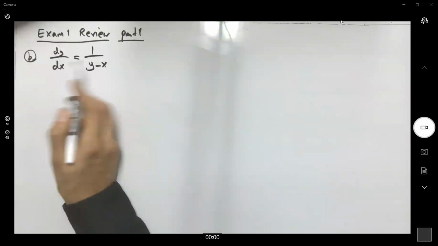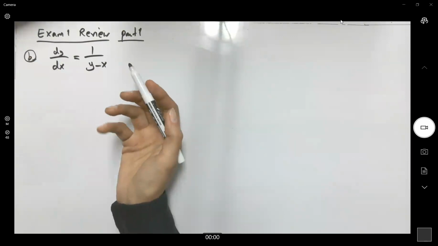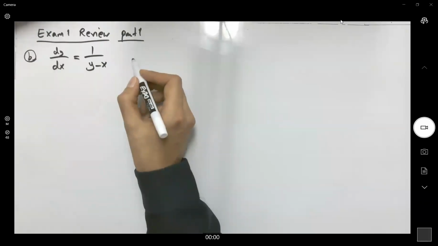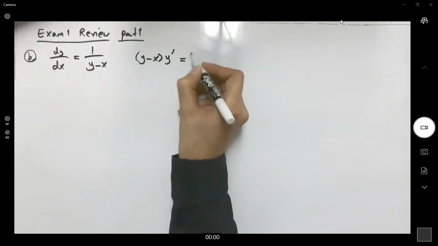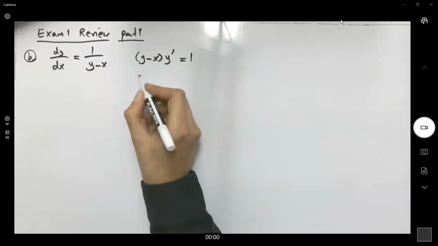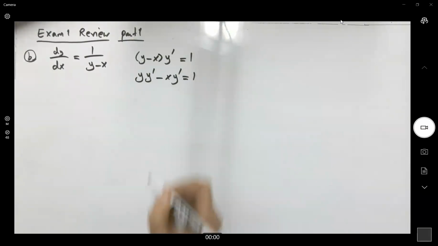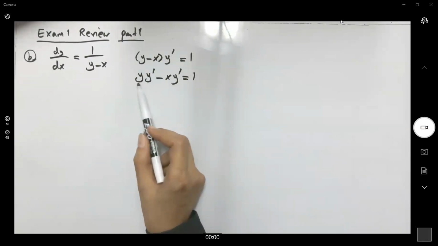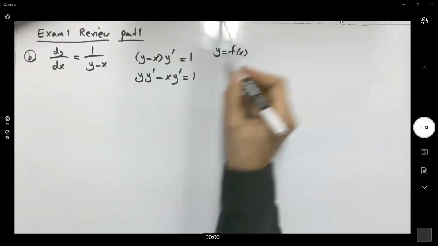So in this case, here you have, well, can I separate these two? This is not a separable differential equation. What I'm going to do is check to see if I can write it in linear form. So I have y minus x, y prime equals 1. What I have is y times y prime minus x, y prime equals 1. So as you can see here, you have y times y prime. So if your function is y equals f of x, it's not going to be linear.